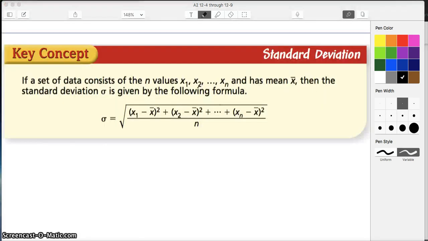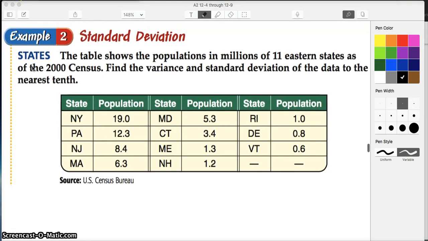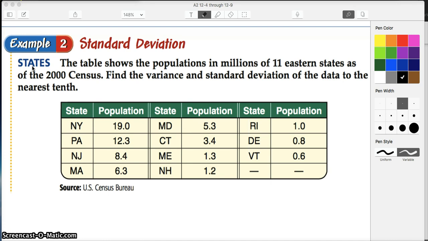So we talked about standard deviation in our introduction where we discussed the vocabulary. Here's a more formalized, neater looking way of writing it down, and we're going to use that in this next example. So here in example 2, we're going to talk about the standard deviation of a set of data. The table shows the population in millions of 11 eastern states as of the 2000 census. Find the variance and standard deviation of the data to the nearest tenth.